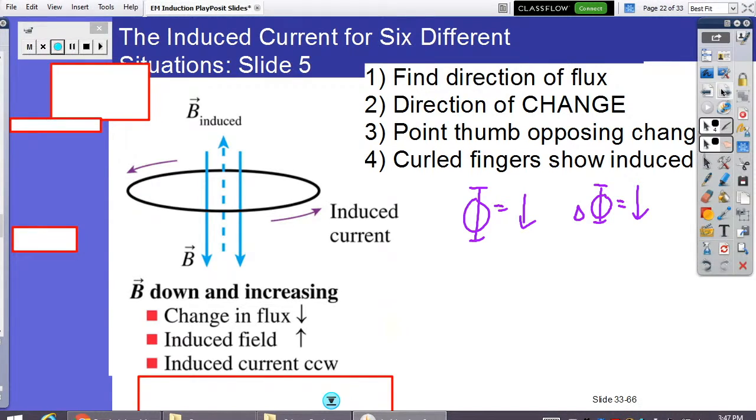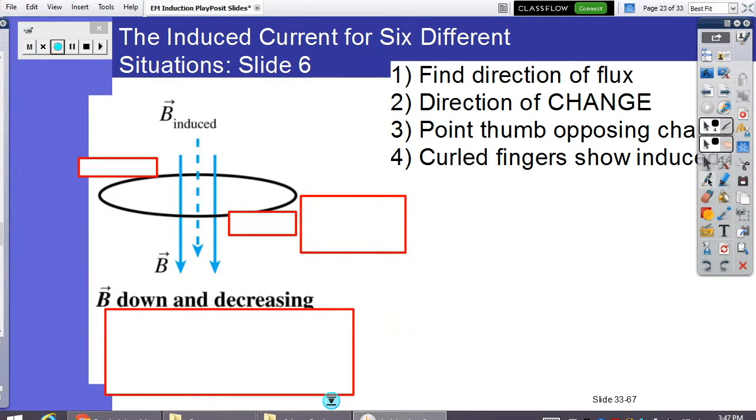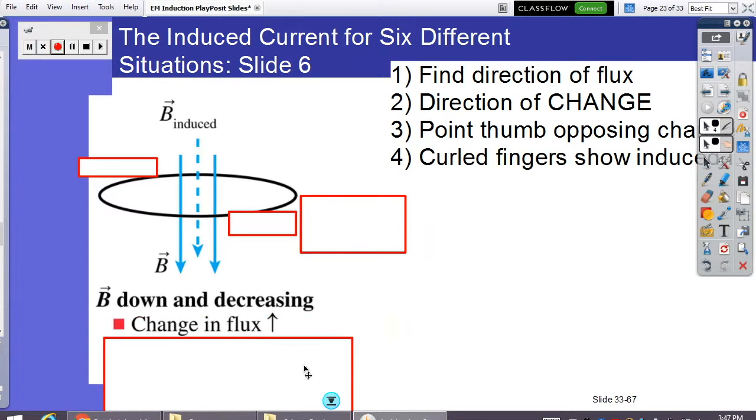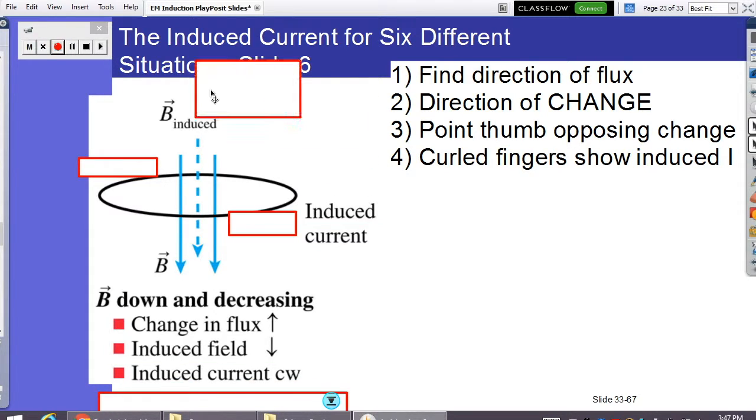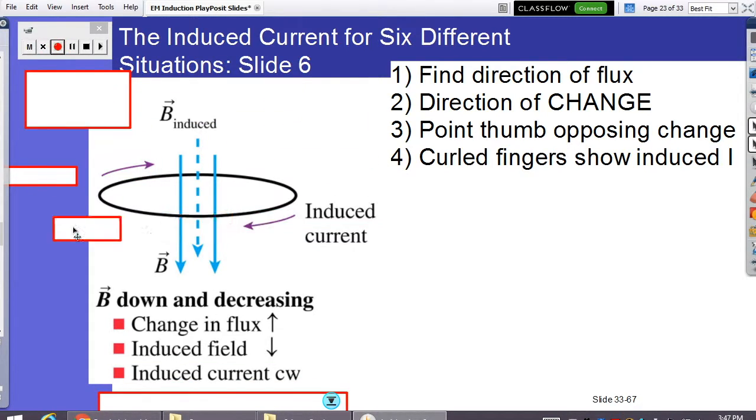And last but not least, down and decreasing. My direction of flux is down, but my change in flux is up. Therefore, my induced field is down, and my induced current is clockwise. So in all cases, this induced current is going to try to fight change. So figure out which way our change is happening, and then you fight it.